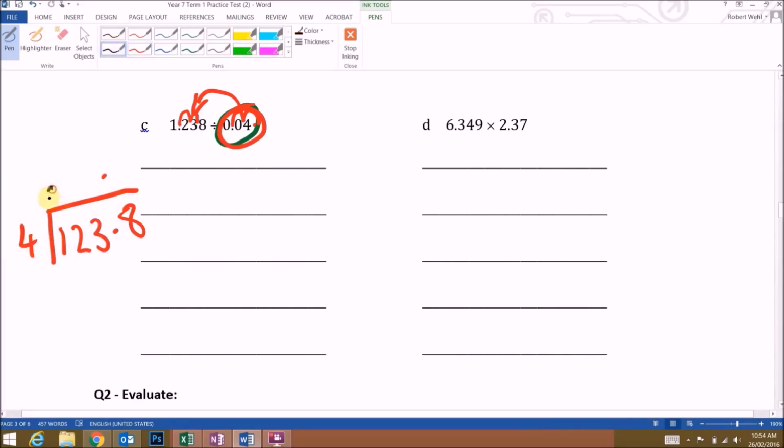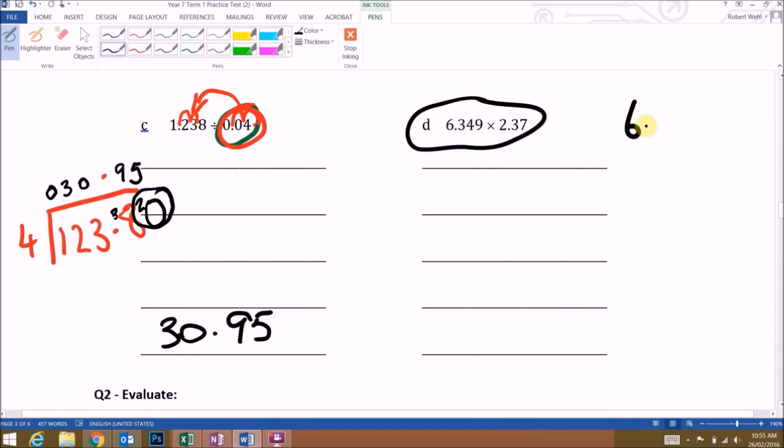4 goes into 12 3 times, goes into 3 0 times, carry that through. 4 goes into 38 9 times. Now it has a remainder of 2. If I put a 0 here for my remainder of 2, then I've got to see how many times 4 goes into 20. 4 goes into 20 5 times equally, and that's my answer, 30.95.